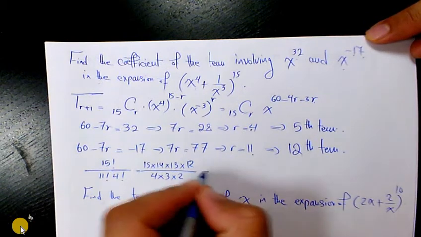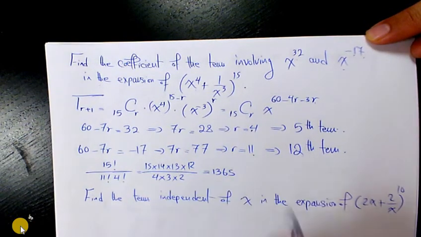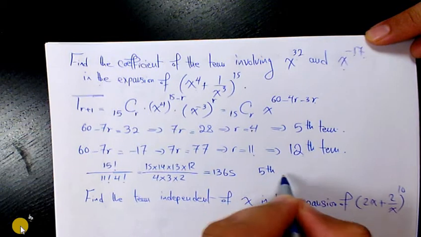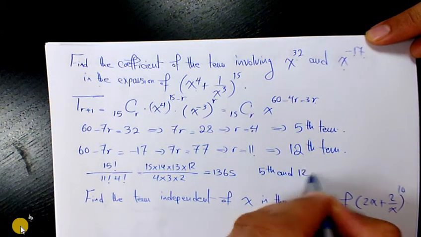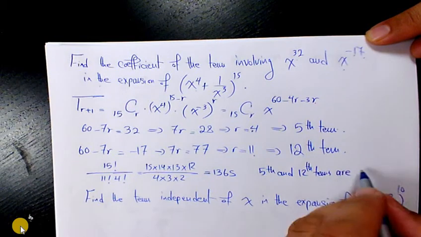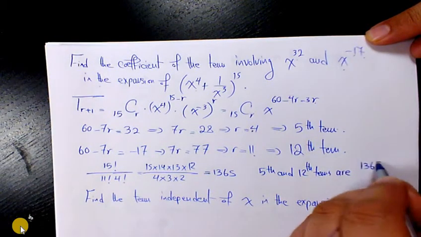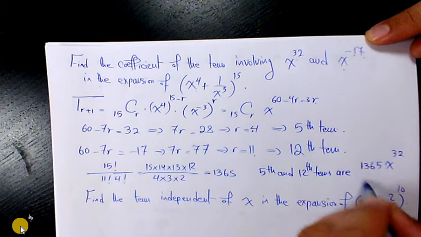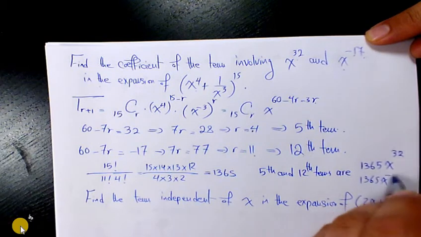That's going to be 1365. So the fifth term and 12th term are 1365 x to the power of 32 and 1365 x to the power of negative 17.